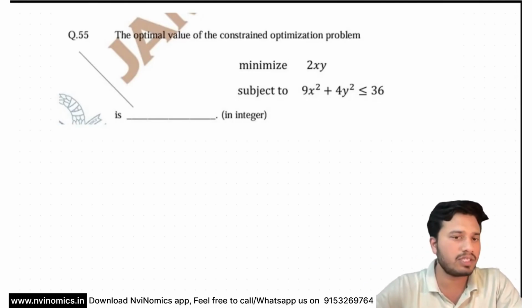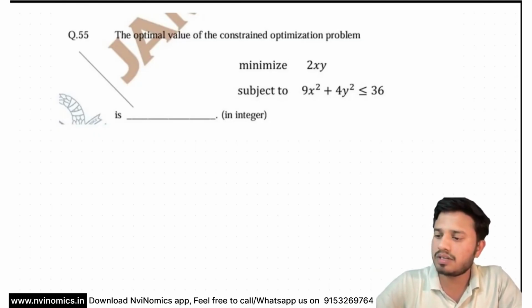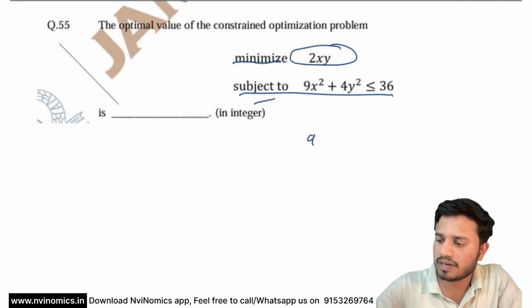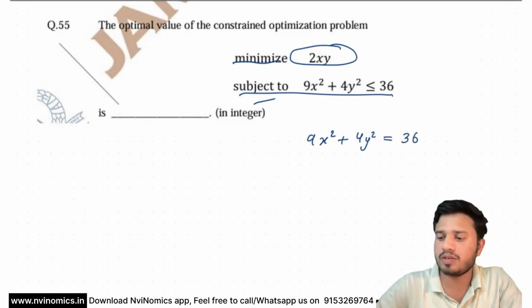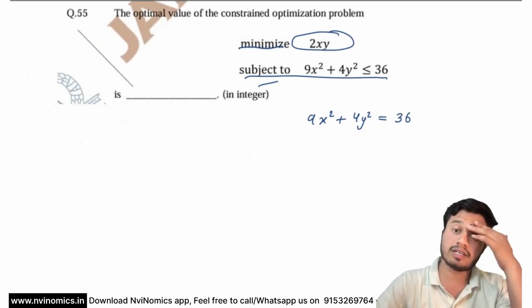Okay, so this is our question. We have to minimize this subject to this constraint. This constraint can be written like this also. You don't have to worry about the equality sign, inequality sign. You can just take it from here. Okay.